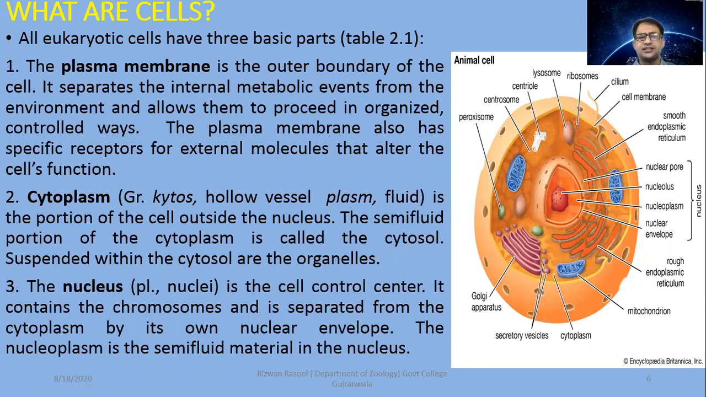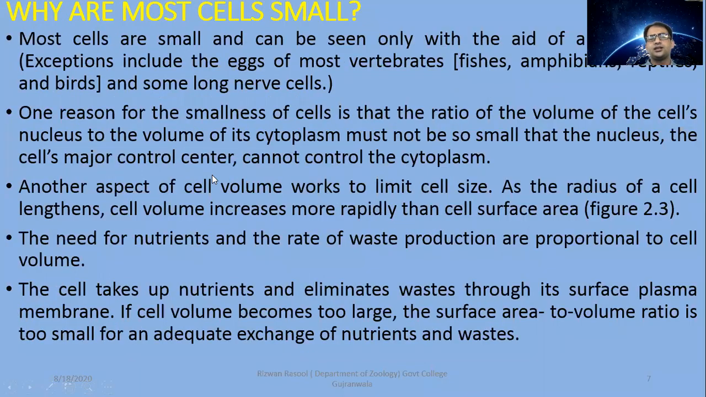But all cells have three basic components. The plasma membrane is the outermost boundary in animal cells, but it lies beneath the cell wall in the case of fungi, bacteria, or plants. Cytoplasm is the area between the cell membrane and the nucleus, and it contains most of the organelles of the cell. The semi-fluid form of the cytoplasm is called cytosol, and the structures suspended in it are organelles. The nucleus, usually known as the control center, having genetic material in the form of chromosomes, is separated from the cytoplasm by its own nuclear envelope. The nucleoplasm is the semi-fluid portion within the nucleus, just like cytosol in the cytoplasm.